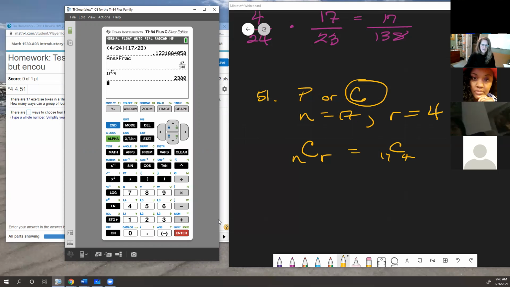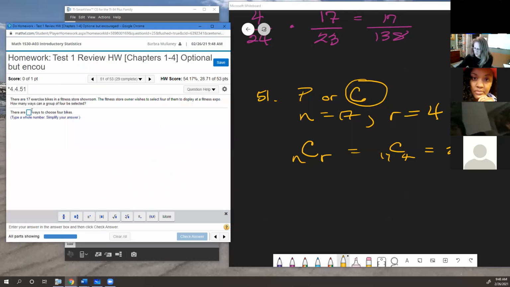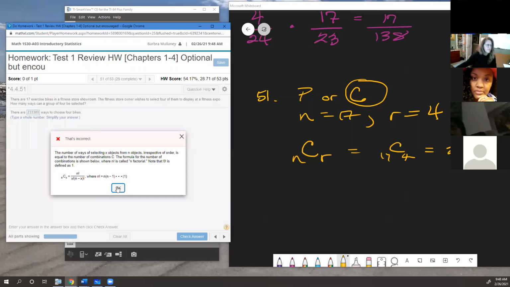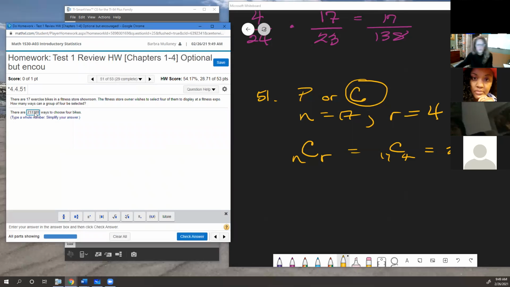Yes, Catherine, good. 2,380. You would have gotten a much larger number had you selected a permutation, but that would be wrong. So just know that the larger number will always be permutations. So 2,380.